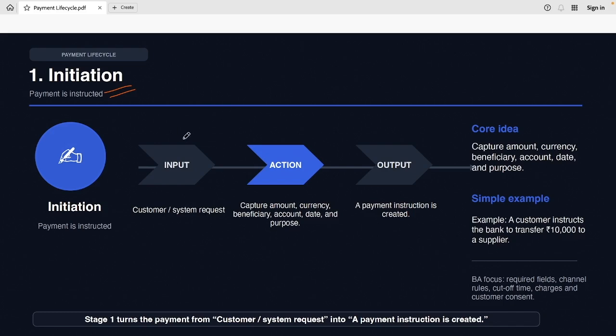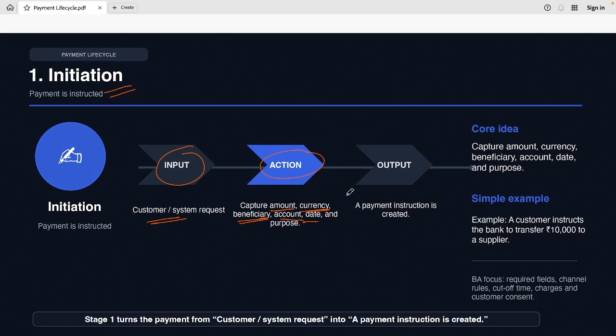So the input at this particular stage is a customer or system request. Let me again repeat that example, where the customer was requesting the bank to transfer 10,000 rupees to a supplier. So it's a request from the customer to initiate a payment action. What action is taken in this stage? The system captures important information such as the payment amount, currency, the beneficiary name, the beneficiary account number, beneficiary bank details, payment date, the purpose of the payment, customer account to be debited, and so on.